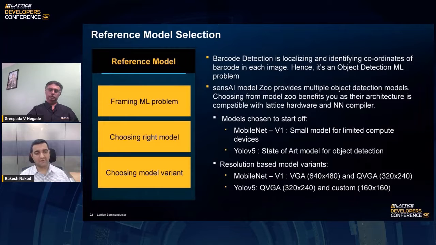So what we selected for our problem statement was two variants for MobileNet. One was VGA, which is 640 by 480 resolution, and the other one is QVGA, which is 320 by 240. And for YOLO, we selected a smaller resolution, 320 by 240, and we also built a custom resolution of 160 by 160. So going ahead with this selection, we tried to build a solution with this reference model.